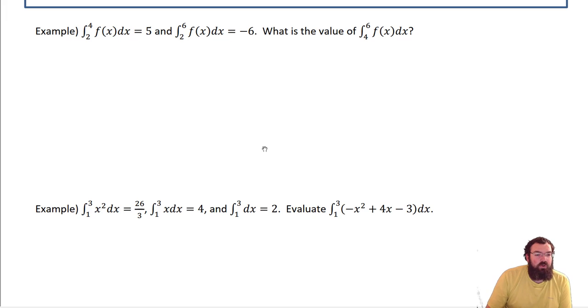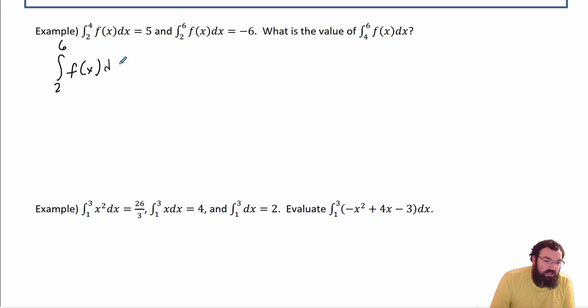All right. So if I have a function where the integral from 2 to 4 of f of x dx equals 5, and then the integral from 2 to 6 of f of x dx equals negative 6, what's the value of the integral from 4 to 6 of f of x dx? If I know that the integral from 2 to 6 of f of x dx is equal to the integral from 2 to 4 of f of x dx plus the integral from 4 to 6 of f of x dx.